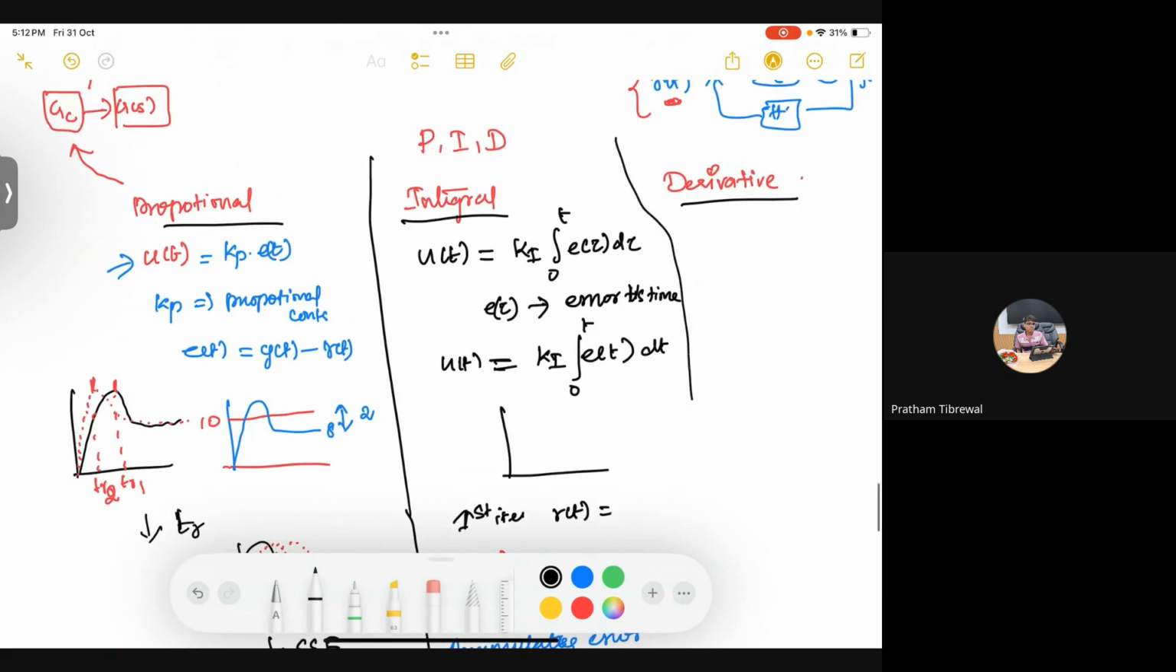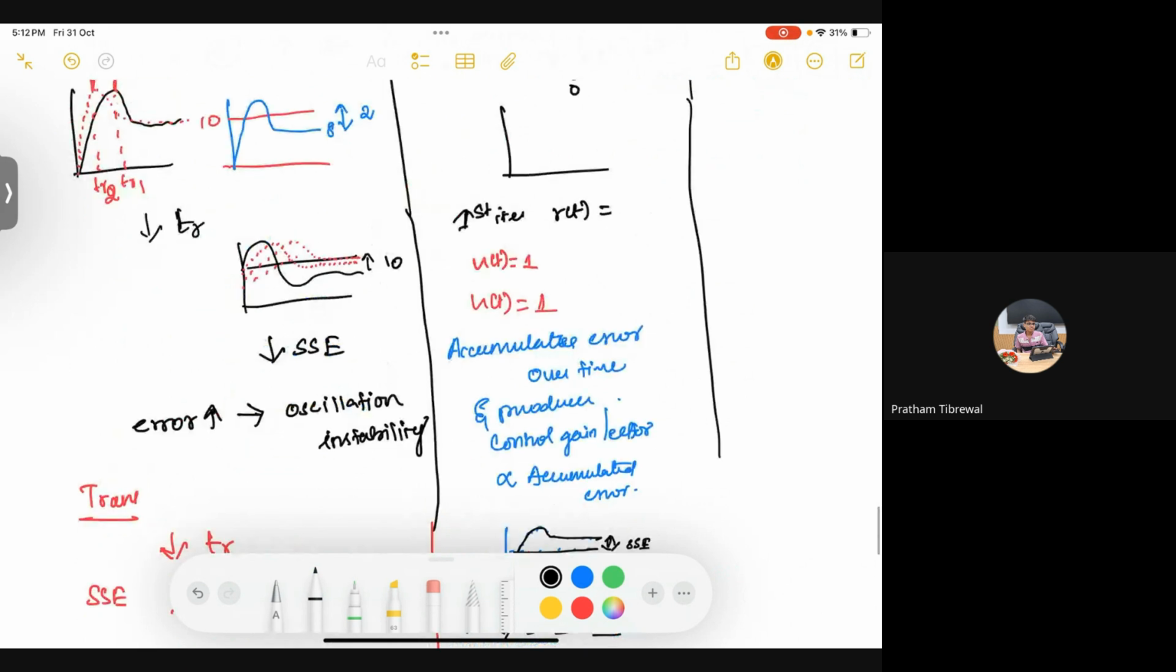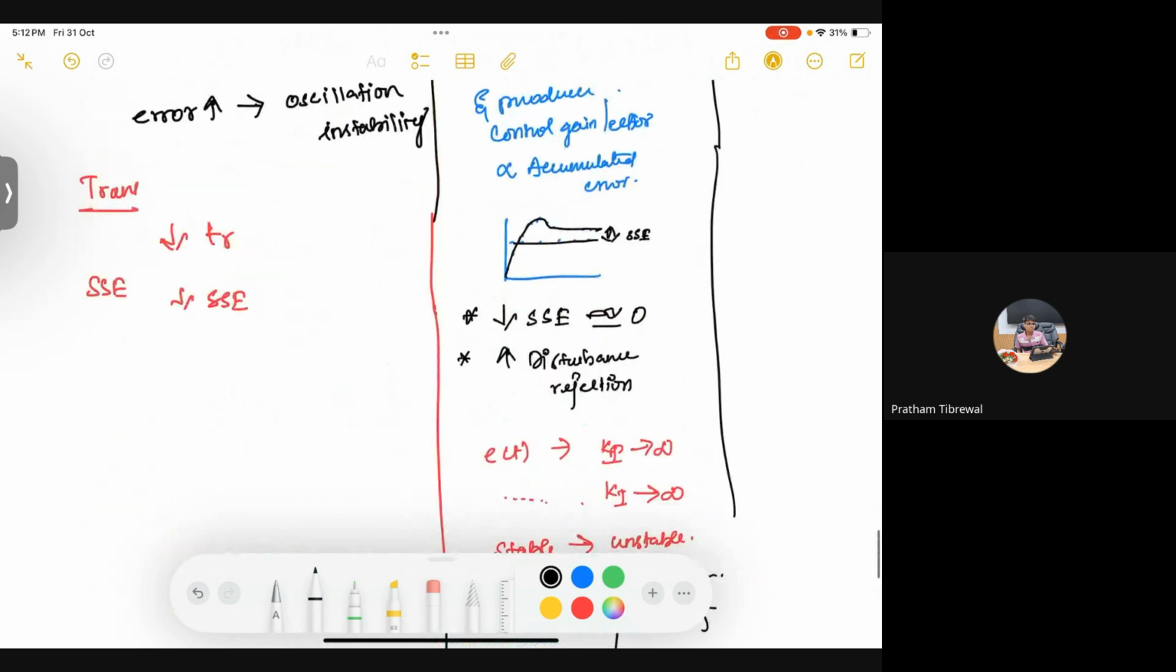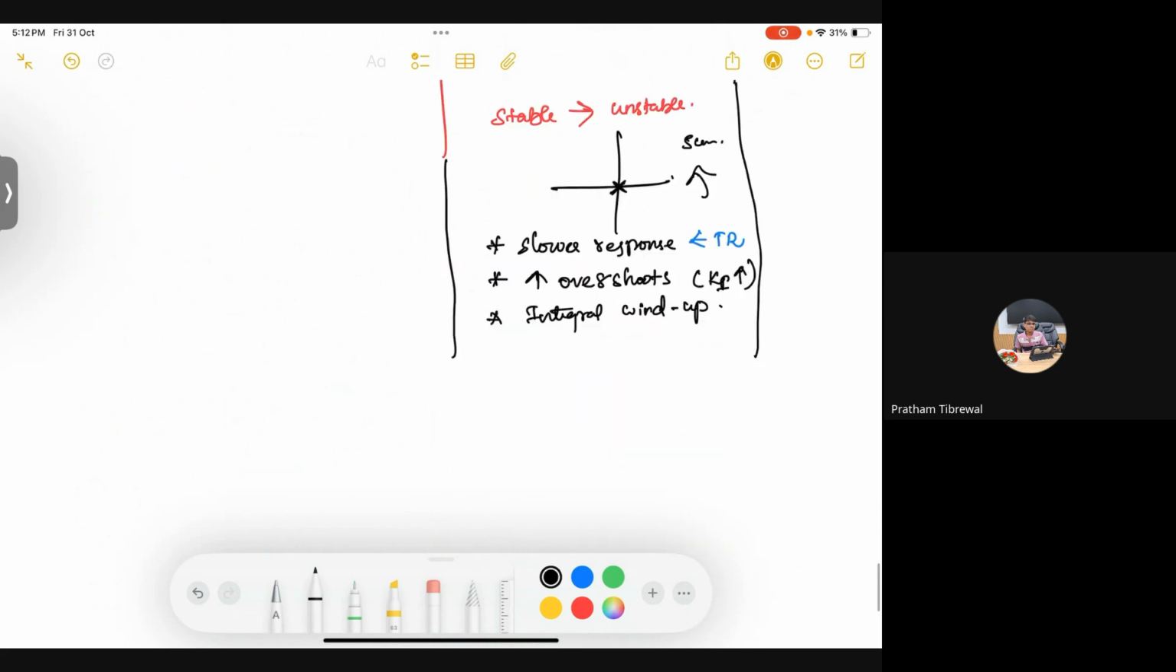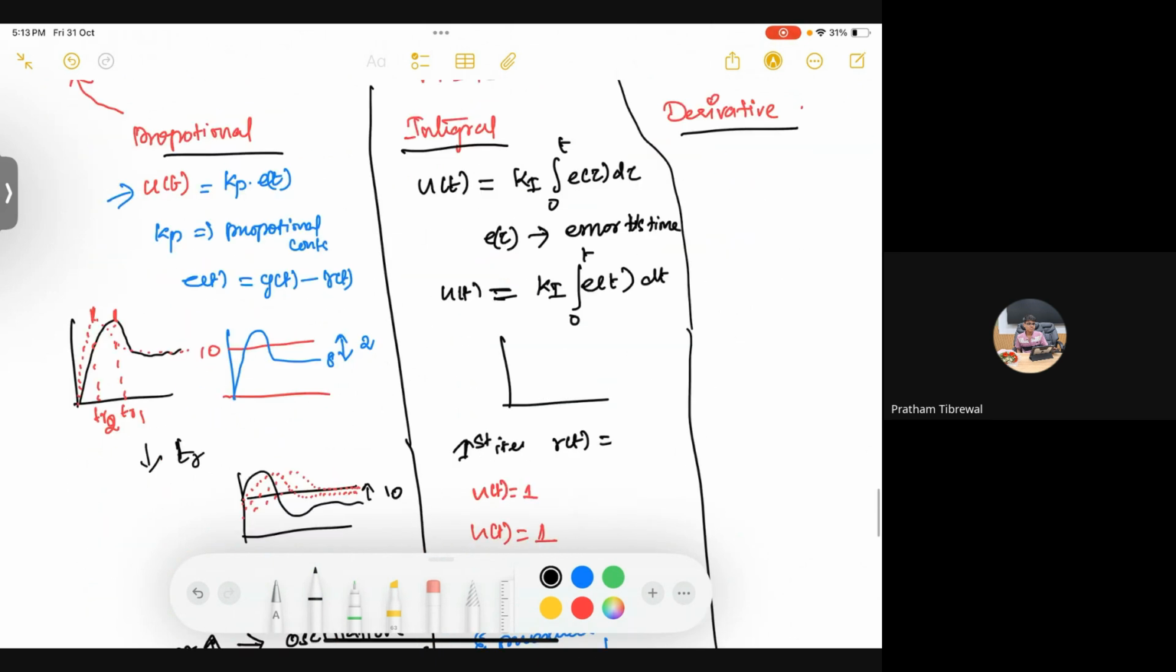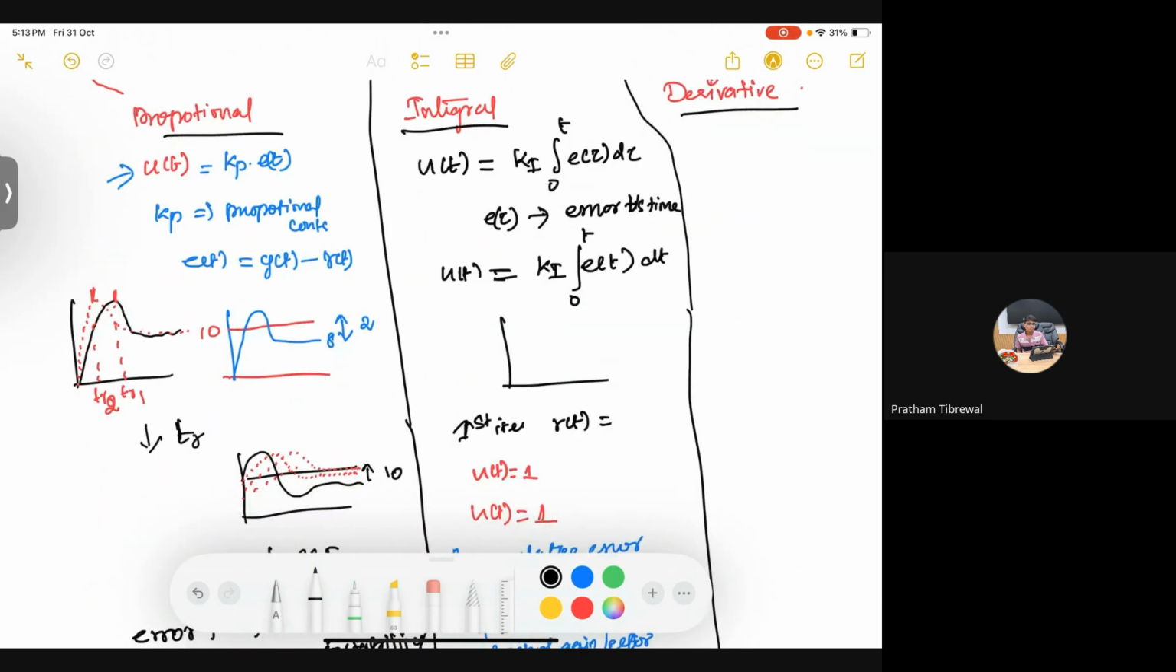Any clarification needed in integral controller? Please respond, use a thumbs up or something. Ma'am, first discuss derivative, then we will. Okay, right. Okay.